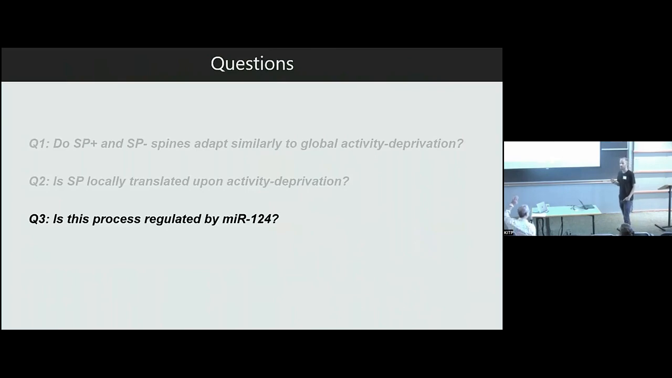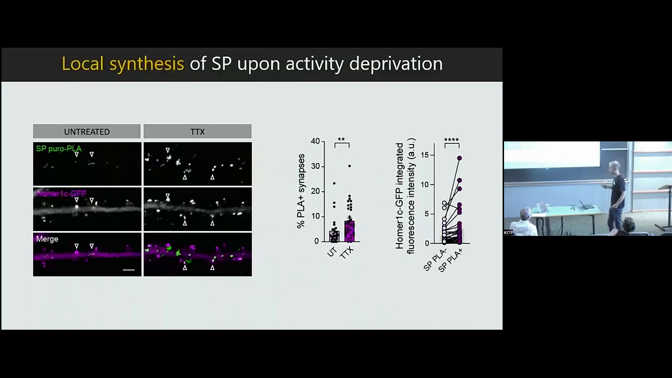Sorry, question? I think I may have missed it. Is synaptopodin synthesized in synapses that already have it and it's enhanced, or also in synapses that don't have it at all? That's a good question. I think it's both, actually. I will show you images later where we see the same spines before and after, and it seems that some spines start expressing synaptopodin, so they were devoid of synaptopodin, and others express even more synaptopodin. So I think it's both.